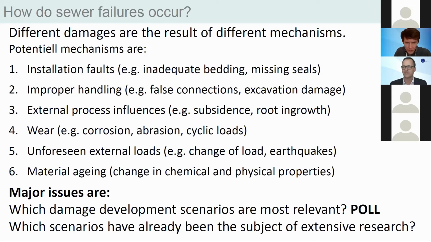I got some results already. I don't know if this is still updated. What I see so far is that 40% of our audience voted for installation faults and 60% of the audience voted for material aging, and all of the others didn't get any vote. Okay. But at least it's how it is often discussed in practice. So it's often number 1 and number 6 that are the most interesting ones to look at.